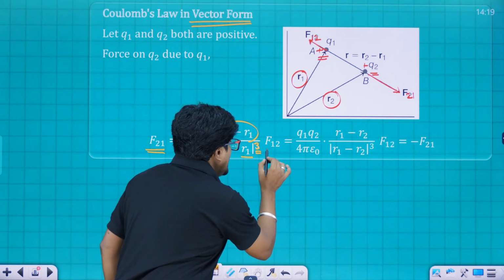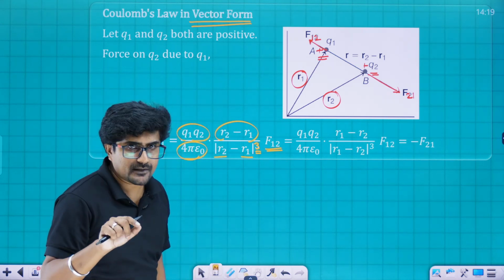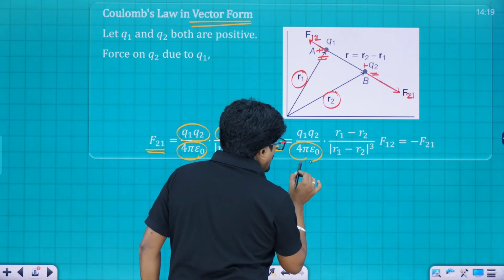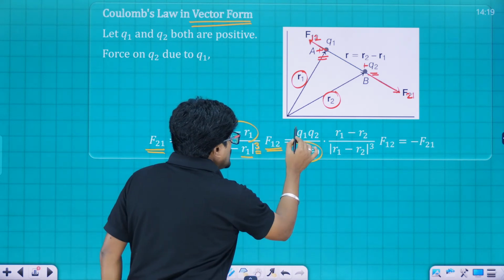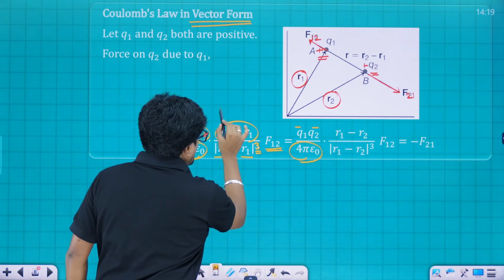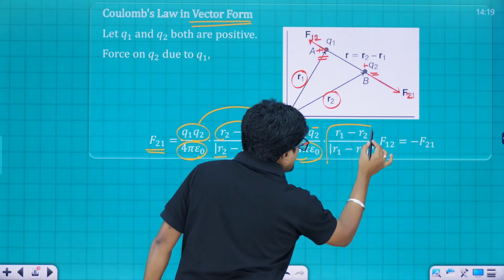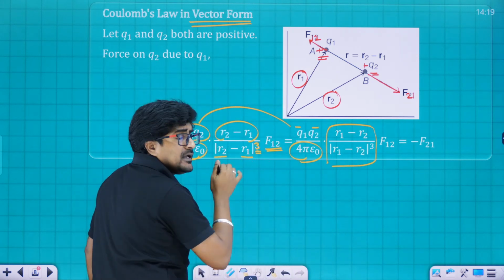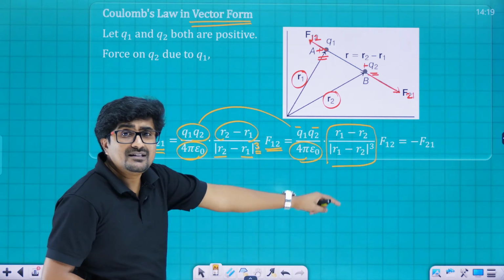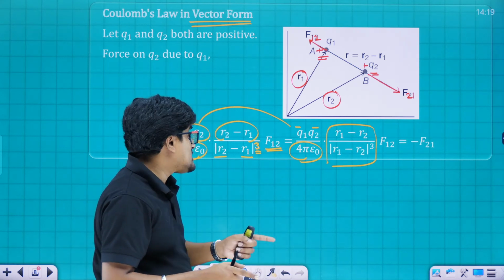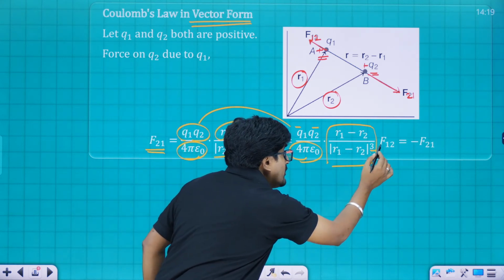In the same way, if we consider F12, that is force acting on 1 due to 2, then it is going to be 1 divided by 4 pi epsilon naught again, Q1 Q2. You can see both parts are the same. The only difference is going to be with this part. In this case it is R1 minus R2, all divided by the modulus of R1 minus R2 raised to power 3.